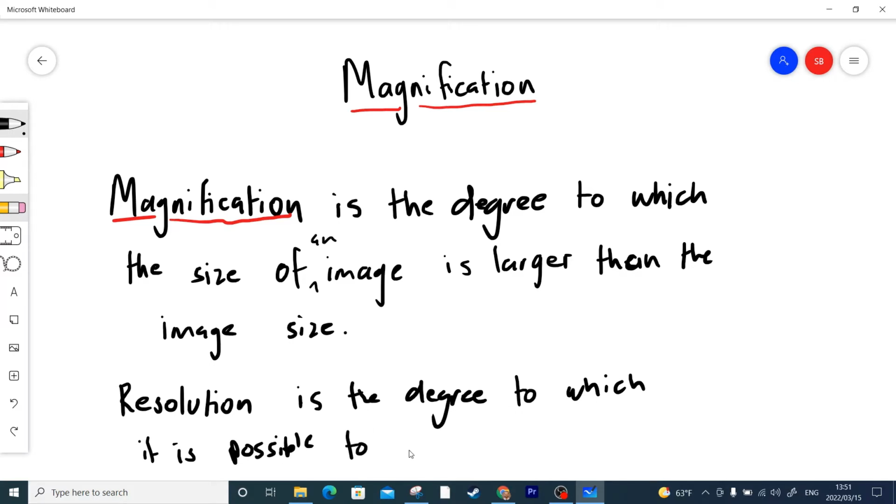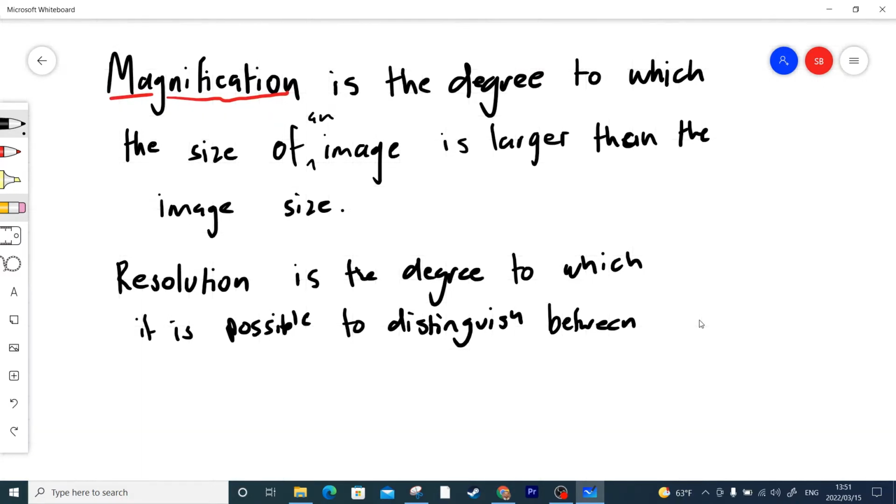to distinguish between two objects. So you might get a picture of something like a nucleus inside a cell, and the resolution of the one image is less than the resolution of the other. That means the image that had less resolution is going to be less clear than the other one. Between two objects, the object in my example was a nucleus, between the two objects that are very close together.